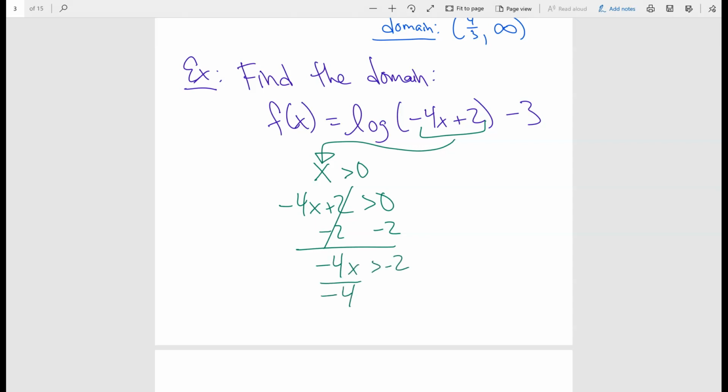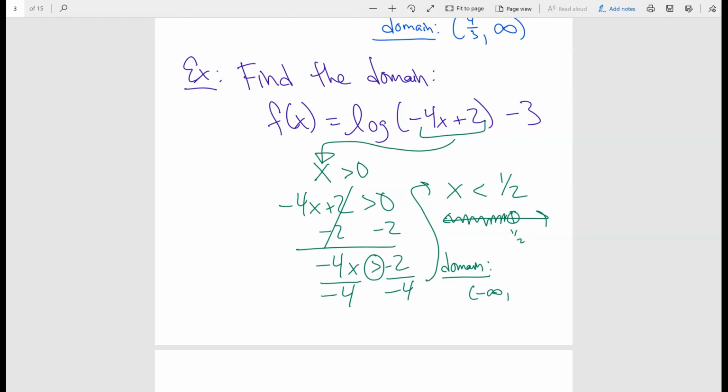And then I'm going to divide by negative 4. And when I divide by negative 4, notice that this sign is going to change because I'm dividing by a negative. x is less than 1/2. So now notice that this guy, 1/2, is not included. And it's everything that's less than that. So that means that the domain is going to be from negative infinity to 1/2, not included. And that makes sense because you had a negative here, so there's going to be a reflection across the y-axis. So now the graph, the asymptote is going to switch places, okay?